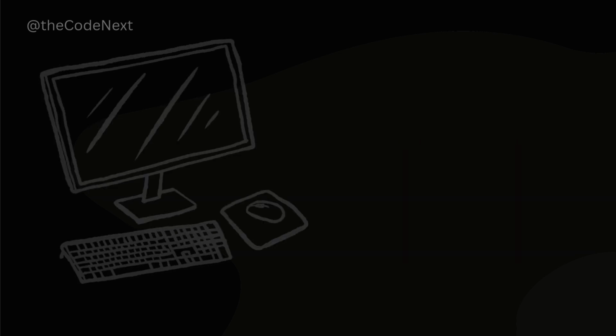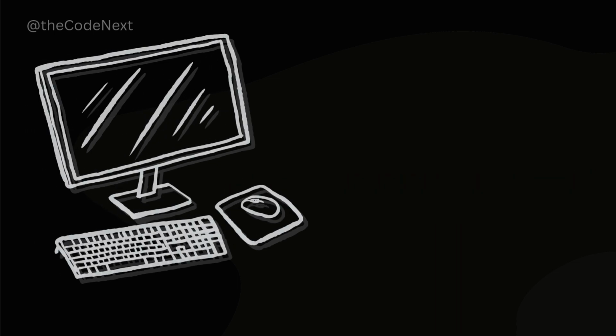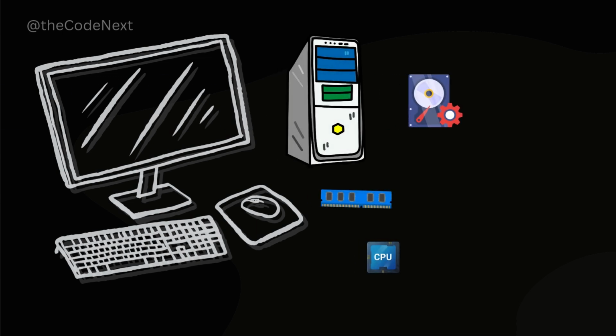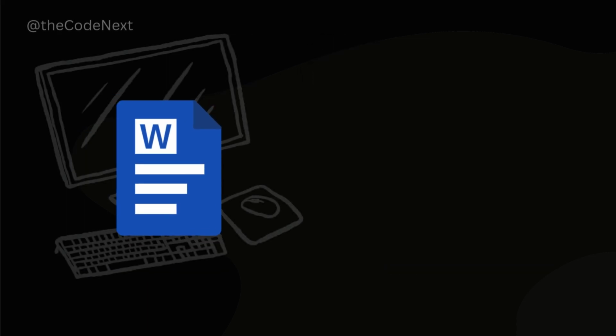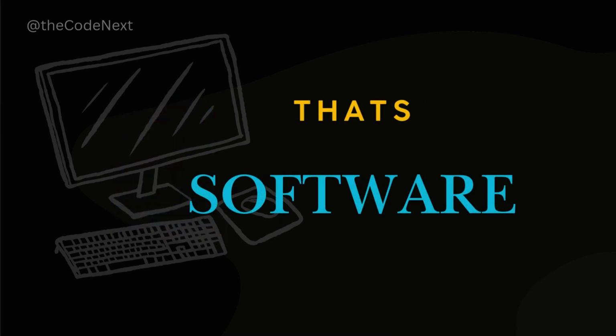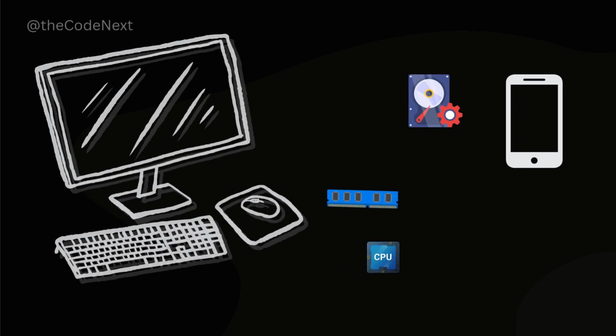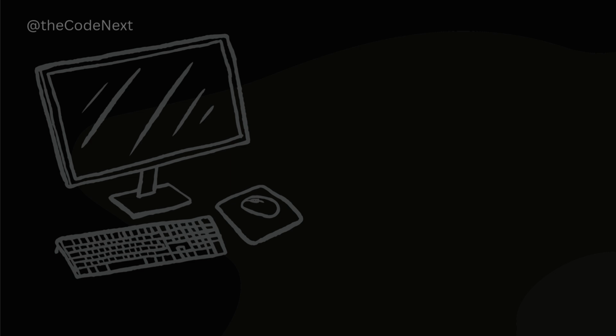All right. First thing first, what is software? Think of your computer. You can see and can touch the monitor, keyboard, CPU. That is all hardware. But can you see and touch Microsoft Word or Android? No, right? That is the software. So, here is the simple rule. Hardware is what you can touch and see. Software is what you can use for.